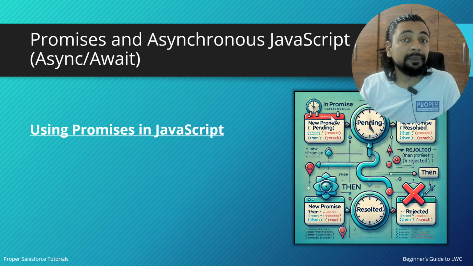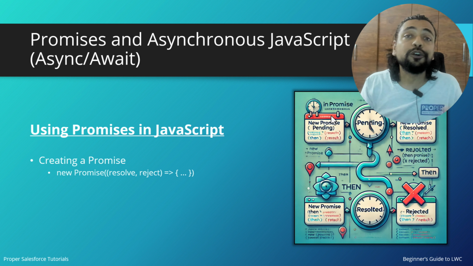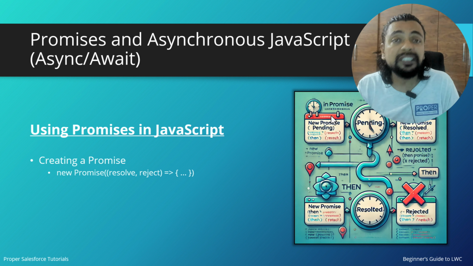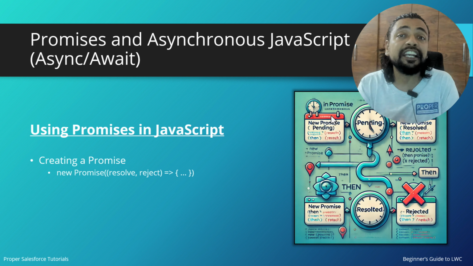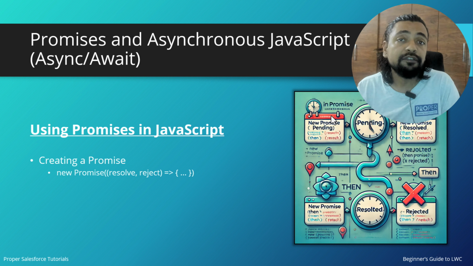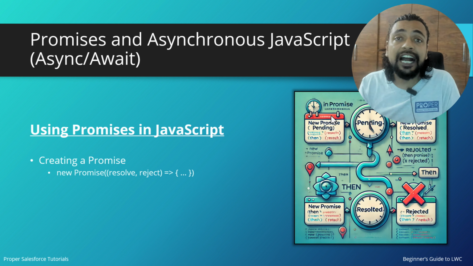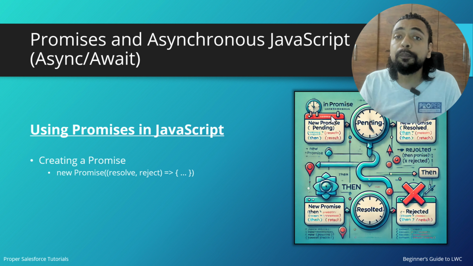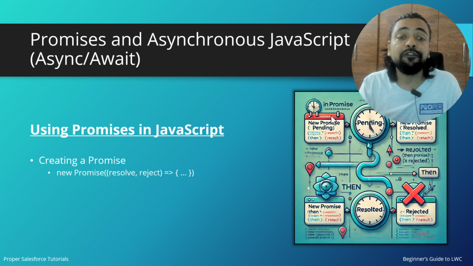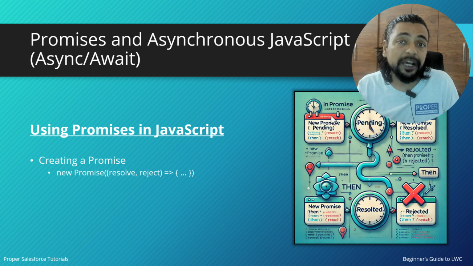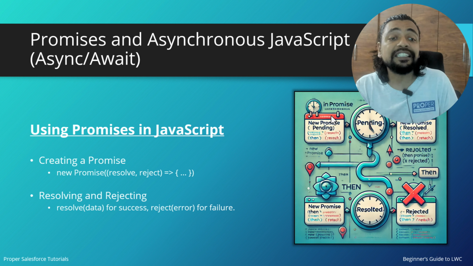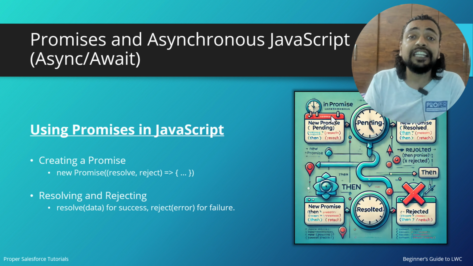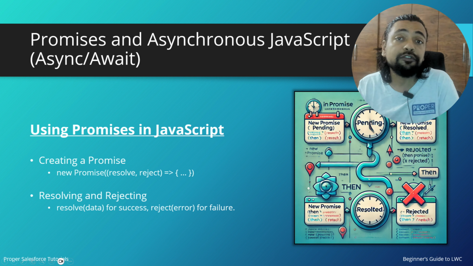Now how to use promises in JavaScript? First of all, we have to create a promise. To create a promise, we create it just like we create any other object of a class. We call the new keyword along with the constructor, so new Promise. Within that, we have to pass an arrow function. This arrow function will accept two parameters. One is resolve and one is reject. Using these two parameters, we will write the whole arrow function inside it. Resolve represents the data for success, whereas reject represents the error data for failure.